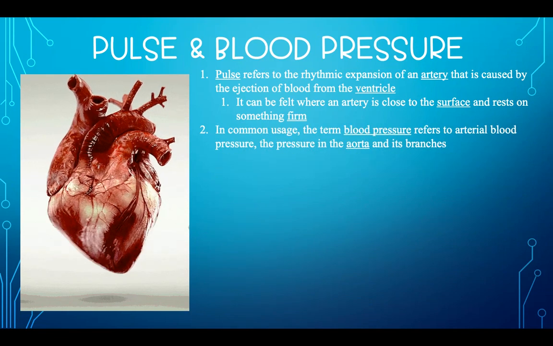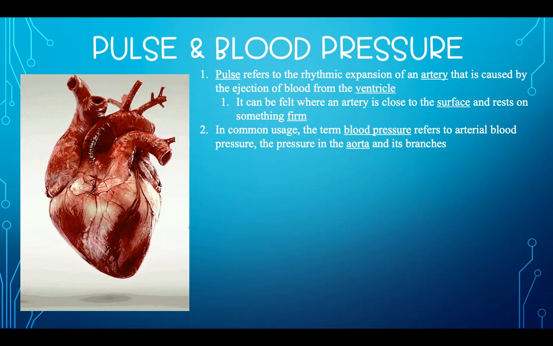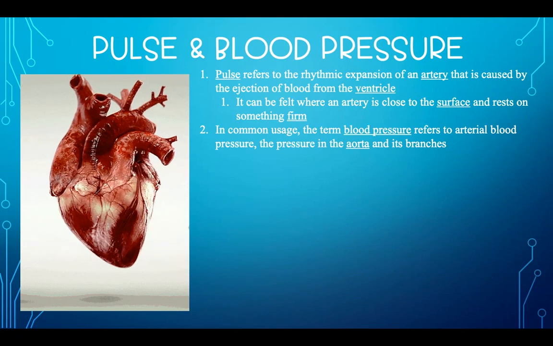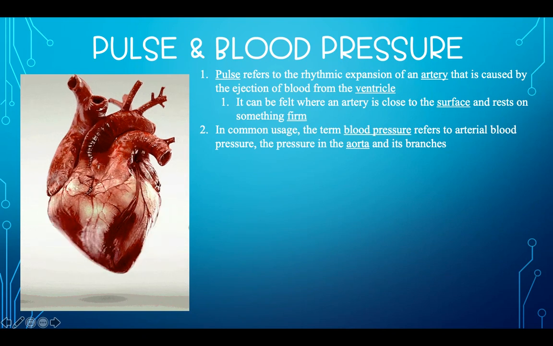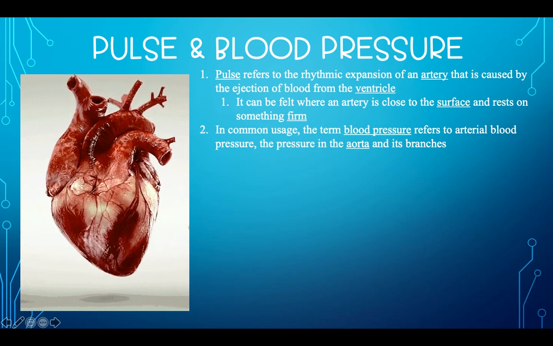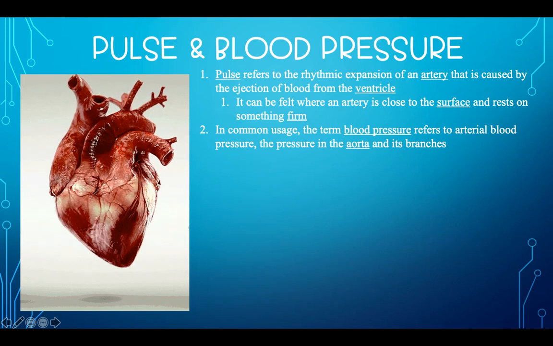And then in common usage, the term blood pressure refers to arterial blood pressure, the pressure in the aorta and its branches. So this is the aorta right here. And you can see a lot. You can see the arteries here.